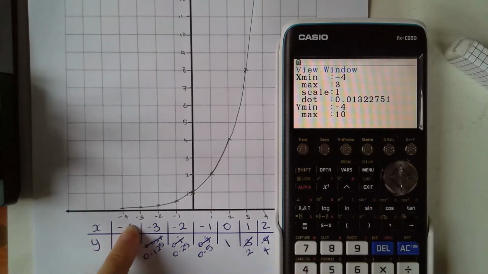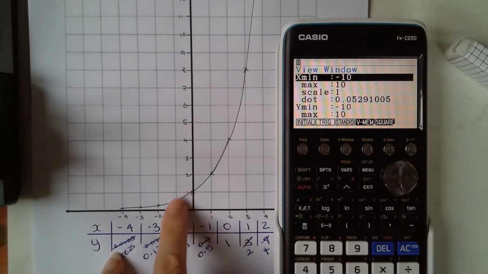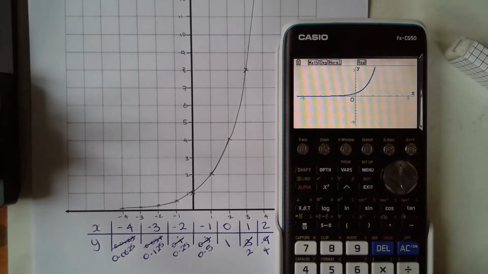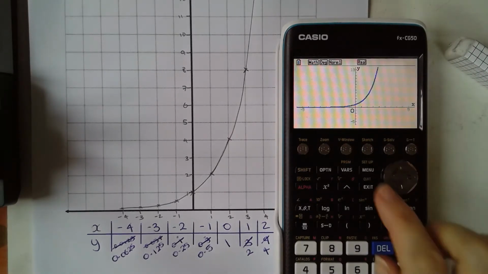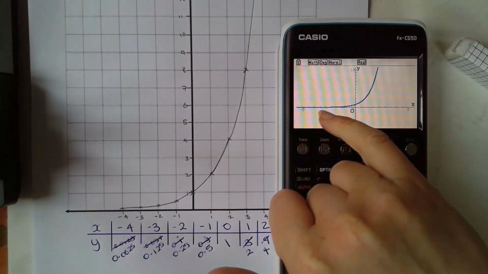X is from -4. Actually, if I exit that, I'll do standard, because it's a 1-to-1 ratio there, and if I draw it, there we go. So that looks like it does here. You can still see that line.